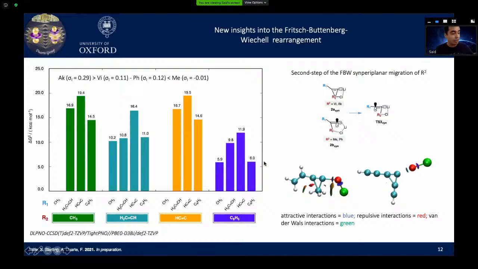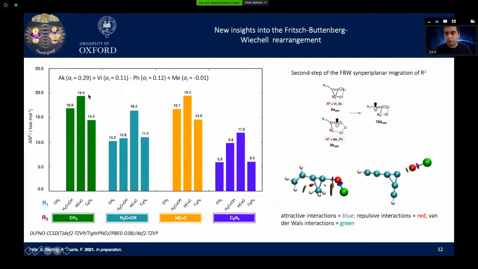What is also quite interesting is that in the cases where the migrating group is methyl, we would expect lower barriers, right? Because this has a more electron donating nature.